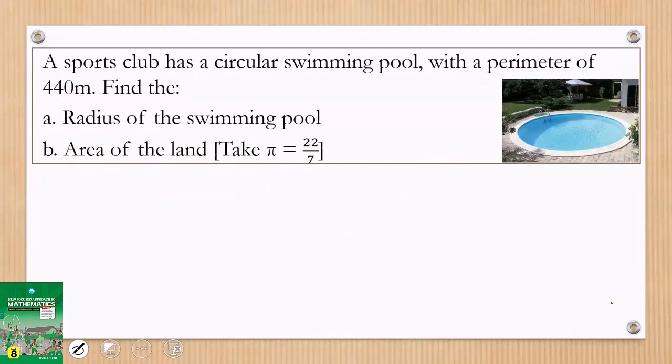A sports club has a circular swimming pool with a perimeter of 440 meters. We want to find the radius of the swimming pool and the area of the land the swimming pool covers. Okay, so perimeter simply means the total distance around the pool. And we know that circumference of a circle is defined as 2 pi r. Note that with this question, they didn't give us the radius of the swimming pool. So we can use the circumference to find the radius.